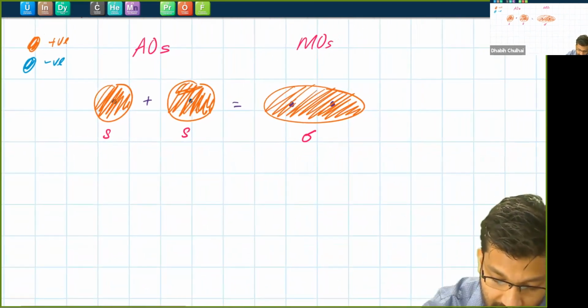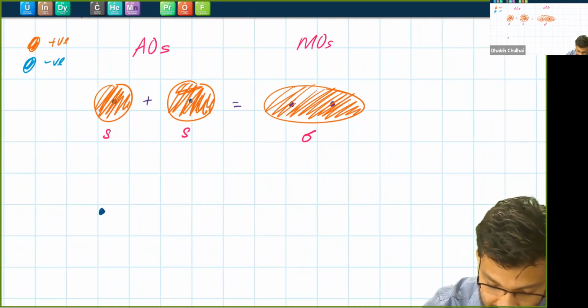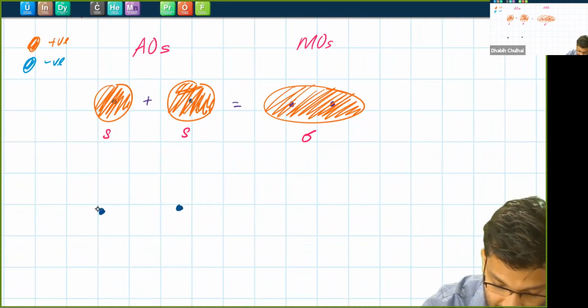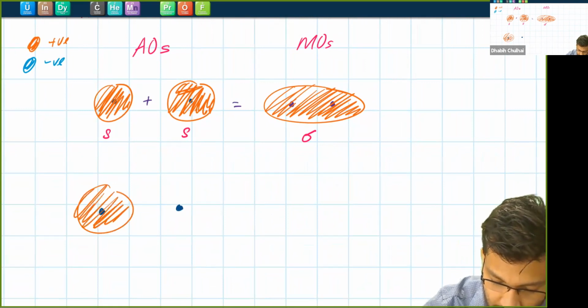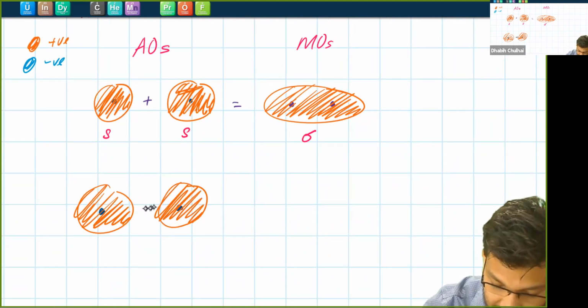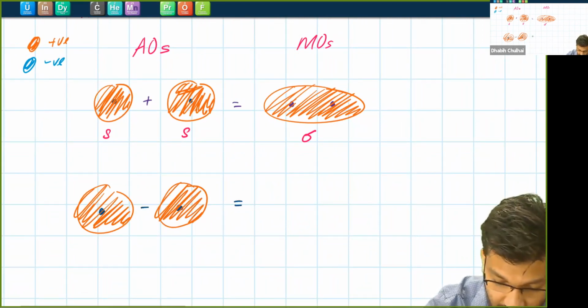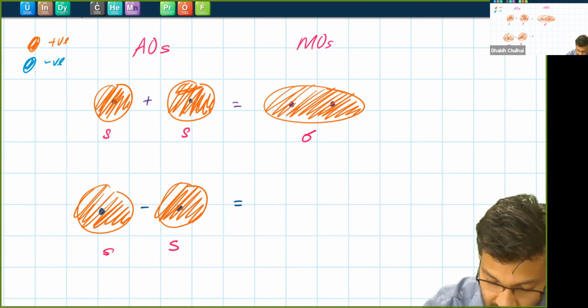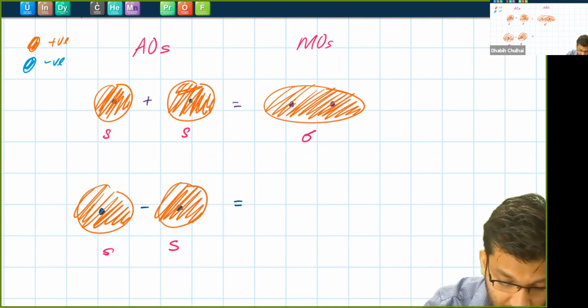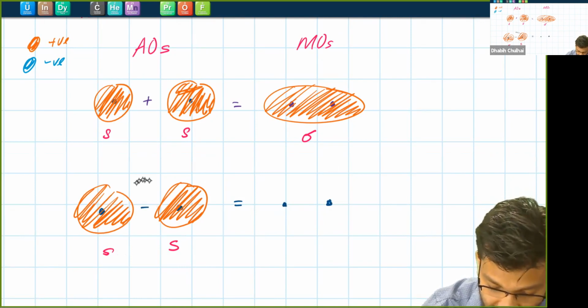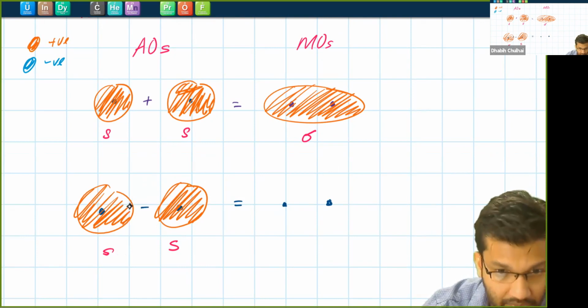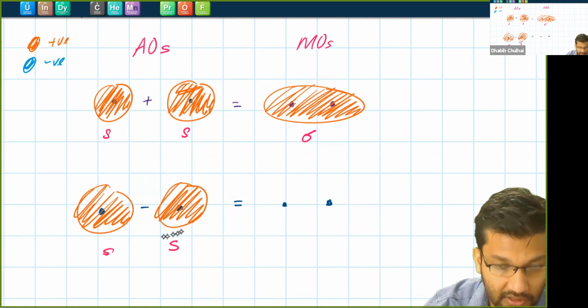But there are other ways to combine these orbitals. For example, that's my nucleus, that's my nucleus. That's my 1s wave function, that's my 1s wave function. We know that you could also combine orbitals by subtracting them, right? So here's my s orbital and my s orbital. When you subtract these two, what do you get? Well, if you subtract them exactly in the middle where they overlap, they'll cancel each other out.